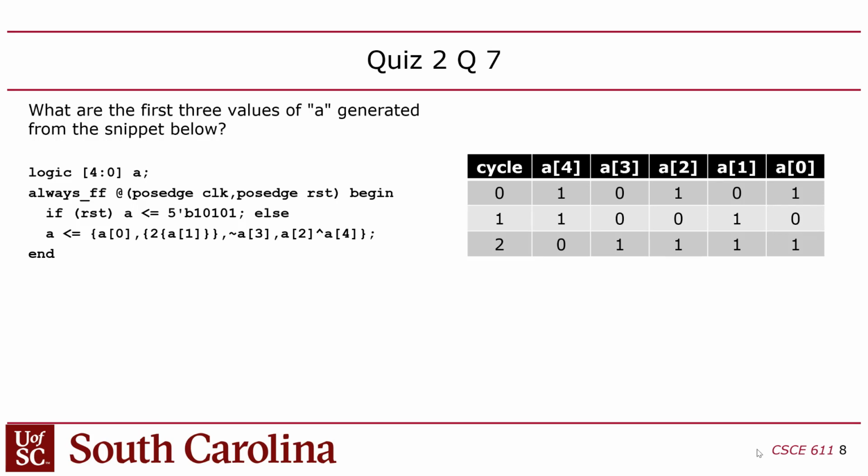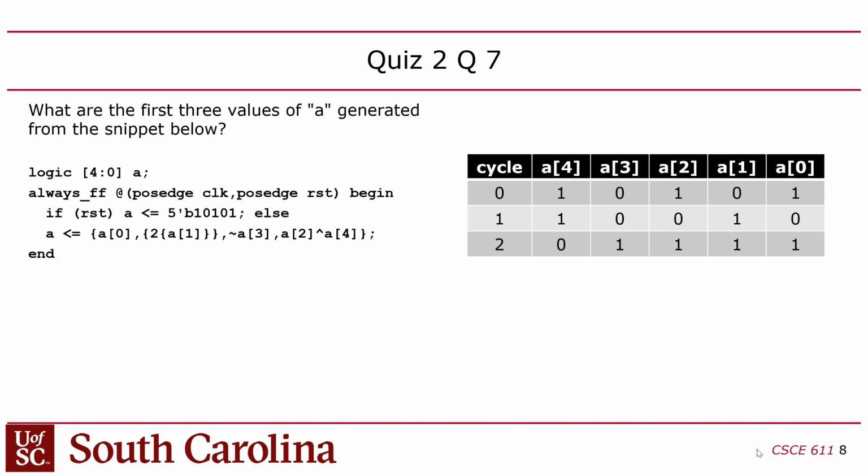So for this one I just put a table together and we have A4 down to A0. So we initialize at 1, 0, 1, 0, 1. Okay, and then in cycle 1 we take A0, that would be this guy, and then 2A1, so A0 is a 1, and then 2A1 is 0, 0, and then not A3, which would be, that's A3, that's 1, and then A2 XOR A4, so that would be a 1 XOR 1 is 0.